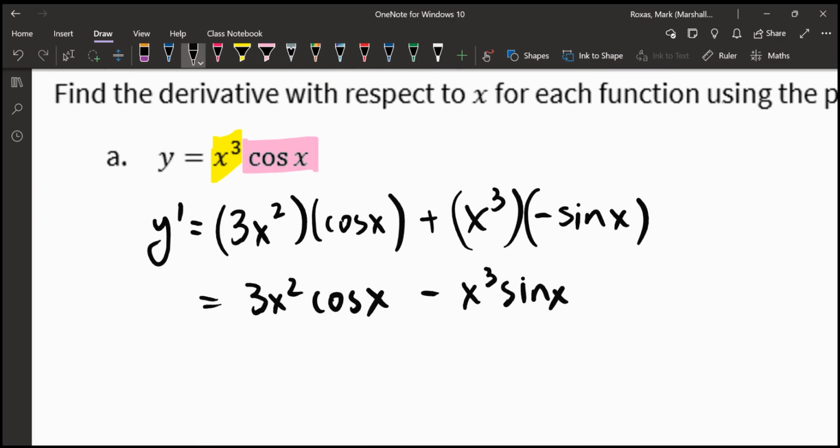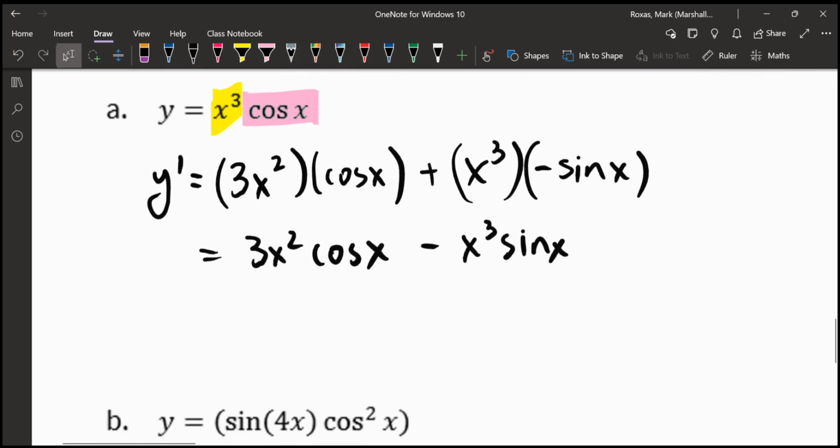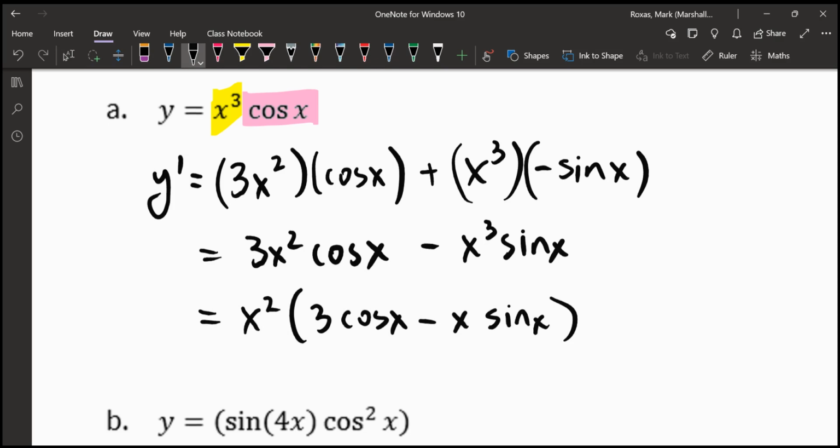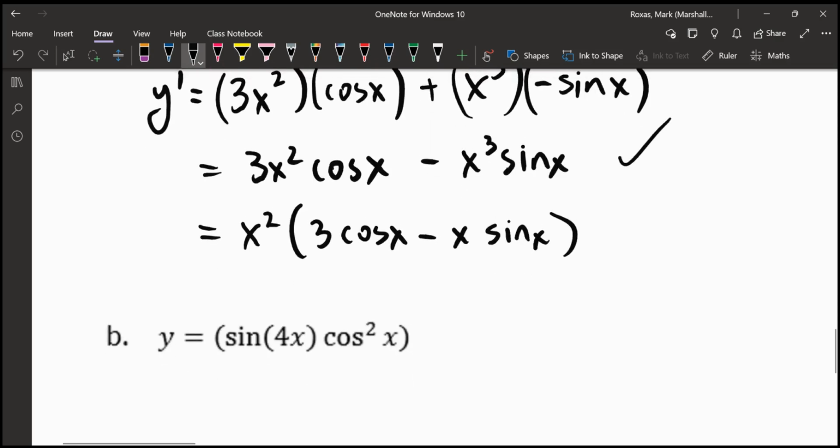But there's no common trig function that you can factor out. You could factor out an x squared if that becomes beneficial. Like you could do that, right? You could do an x squared, 3 times cosine of x minus x times sine of x. Okay, but it's not tremendously useful. Okay, so leaving it like this would be okay.